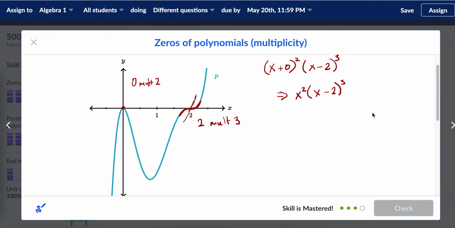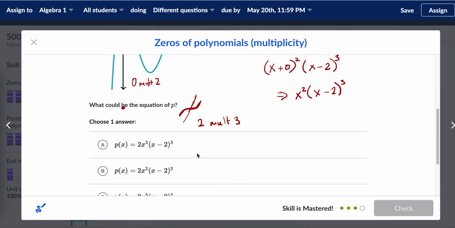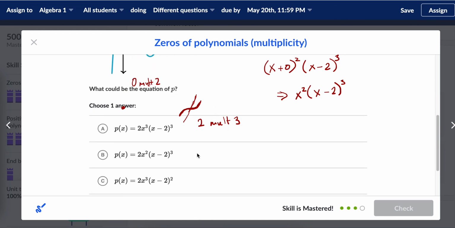And so same kind of idea, except since we're sliding off of it, we've got to increase the exponent, so it's a multiplicity of 3 instead of 2. And so we're looking at this one right here.